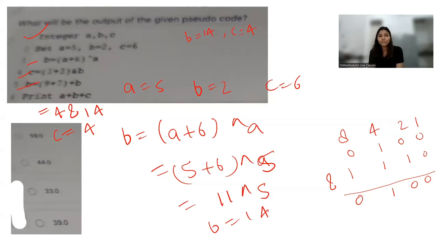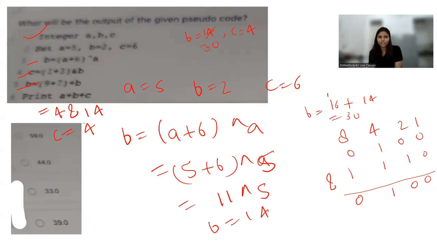Again, we need to update the value of B to 9 plus 7. So it will become 16, right? 16 plus B. So B value will be updated again. So 16 plus B. B previous value was 14. So 6 plus 4 will be 10, the carry will be 1. So it will become 30. So the B value will be updated to 30 now.